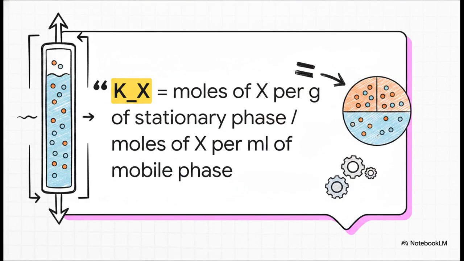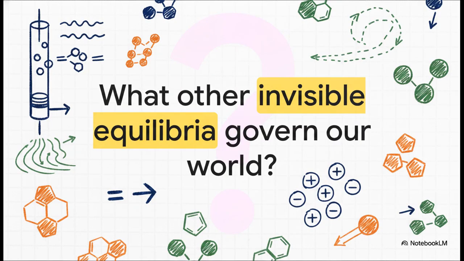And if we want to get incredibly precise, which of course we do, this formula shows us exactly how to calculate the distribution of our ions between the solid and liquid phases. The distribution coefficient for ion X is literally just the moles of X per gram of stationary phase divided by the moles of X per milliliter of mobile phase. It's just a perfect, neat mathematical snapshot of exactly where our ions are hanging out at any given moment during the process. It really makes you think, doesn't it?